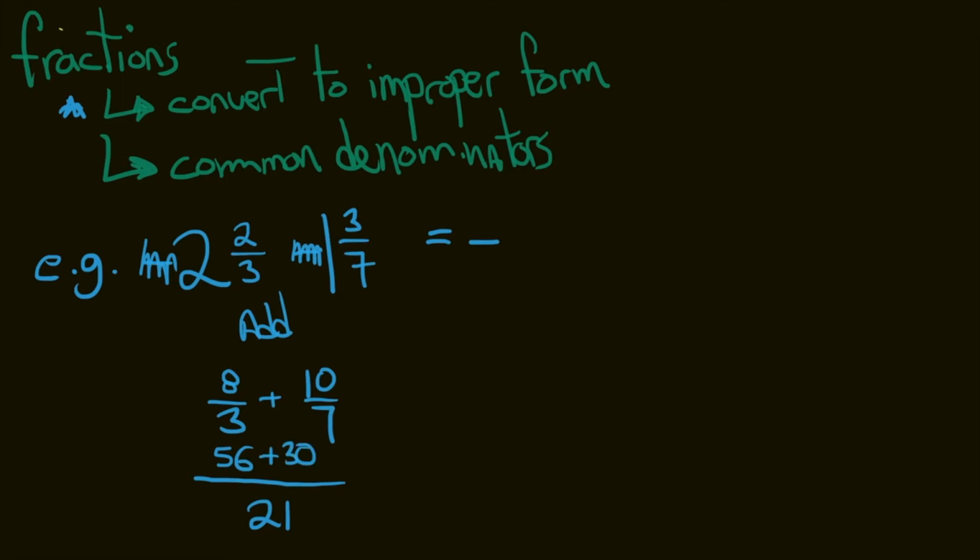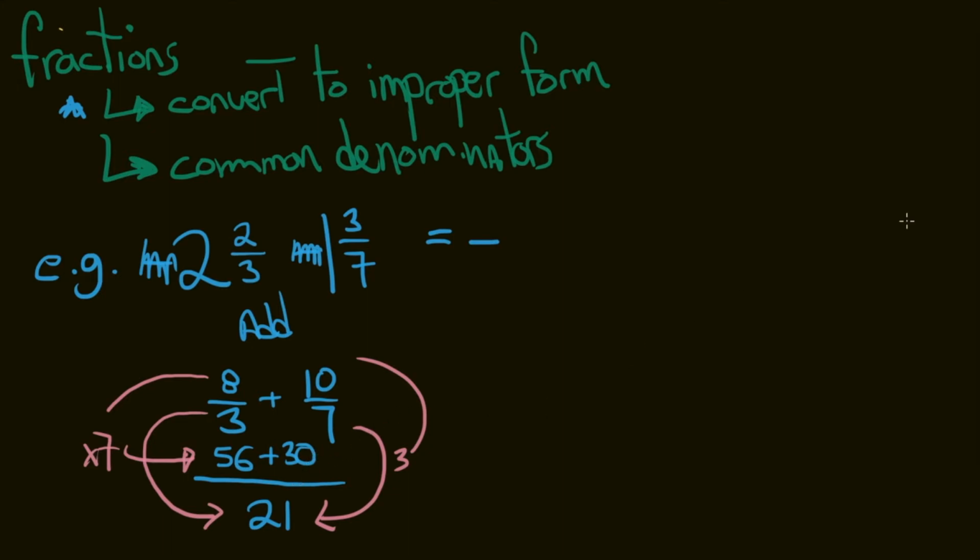If you're like, whoa, where did that come from? Stop, rewind. First off, is there really a rewind button? Anyways, 3 times what gave you 21? 7. So then you have to multiply the top by the same number, 7. So 7 times 8 is 56. That's where it came from. 7 times what gave you 21? 3. 10 times 3 gave you 30. That's where it came from. Just to clear that up.